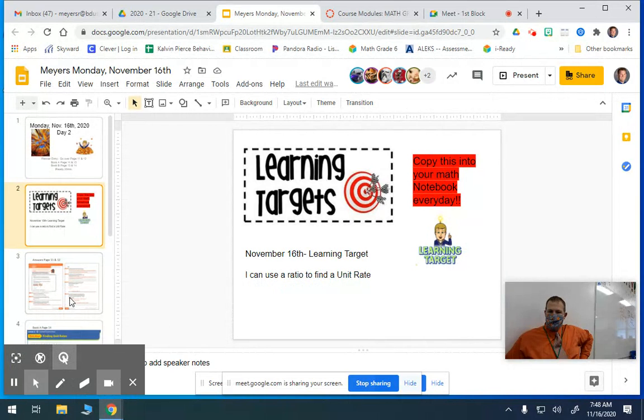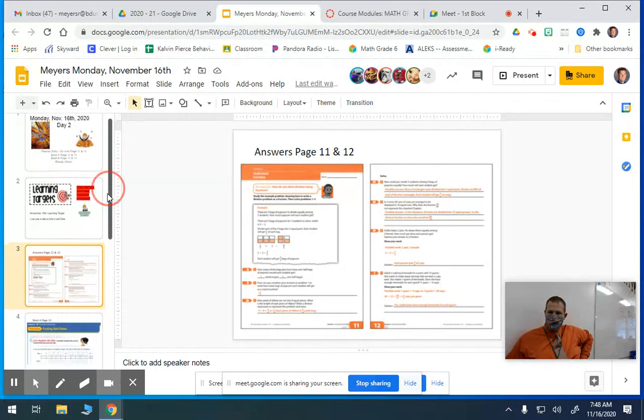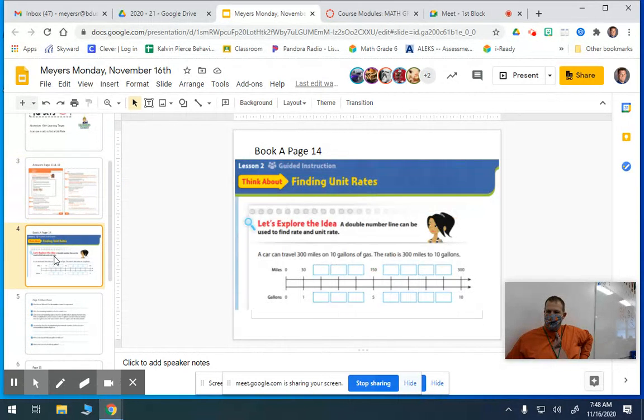Homework is right here from yesterday, 11 and 12. I'll let you guys check answers on your own. The kids that are here in school, I'm going to come around and spot check and check in with you about a couple of important things. And so everyone else, let's get started on Book A. You guys can actually open up your Book A today.